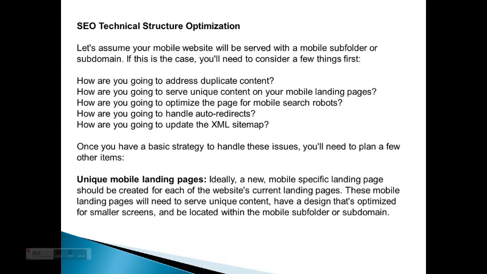So let's assume your mobile website will be served with a mobile subfolder or subdomain. If this is the case, you'll need to consider a few things first. How are you going to address duplicate content? How are you going to serve unique content on your mobile landing pages? How are you going to optimize the page for mobile search robots? And how are you going to handle all the redirects? As well as how are you going to update the XML sitemap? Once you have a basic strategy to handle these issues, you'll need to plan a few other items.